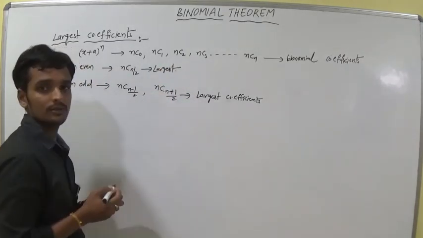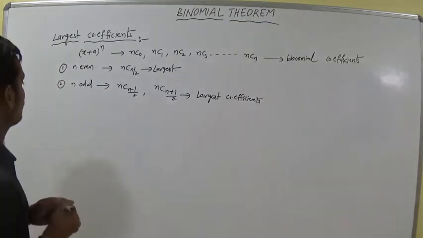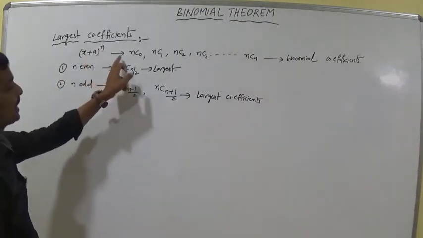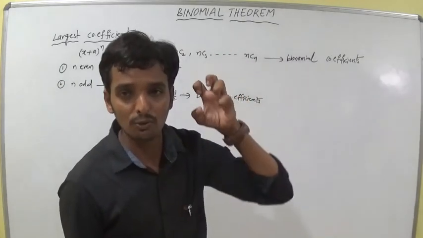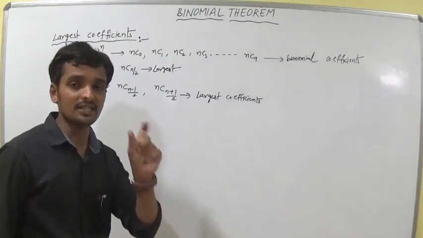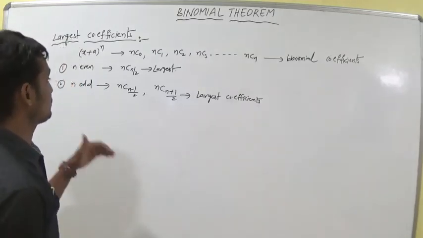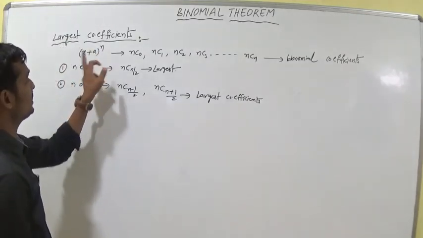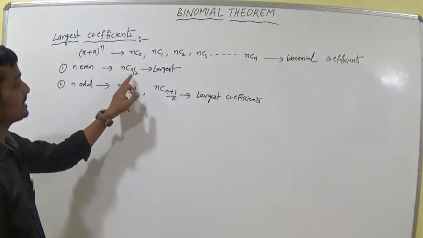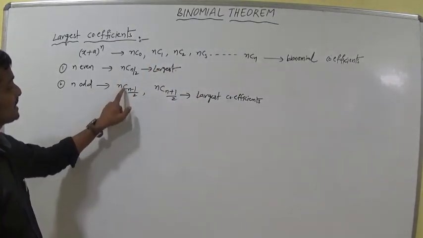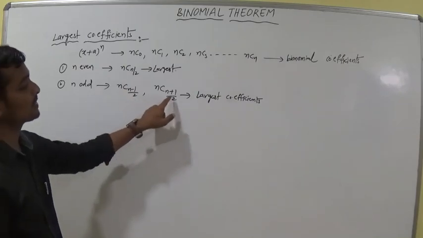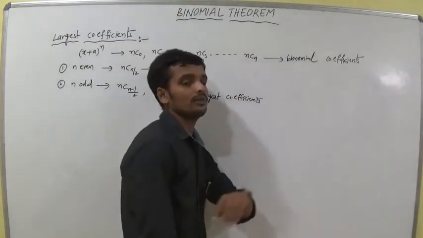Are you okay, students? In x plus a whole power n, these coefficients are the binomial coefficients. In these binomial coefficients, which is the largest coefficient? It depends upon the value of n. If n is even, nC(n by 2) is the largest coefficient. If n is odd, nC((n minus 1) by 2) and nC((n plus 1) by 2) are the largest coefficients.